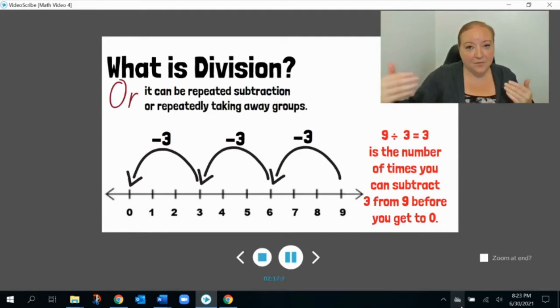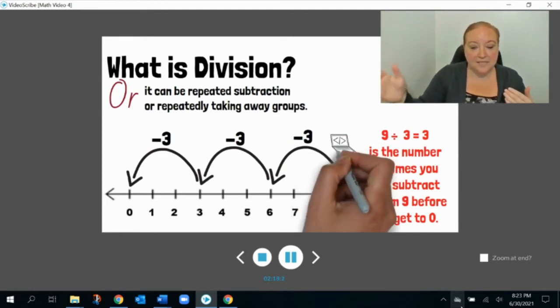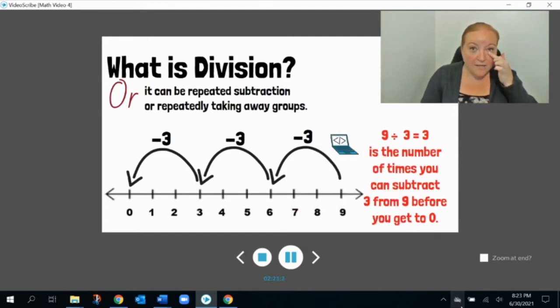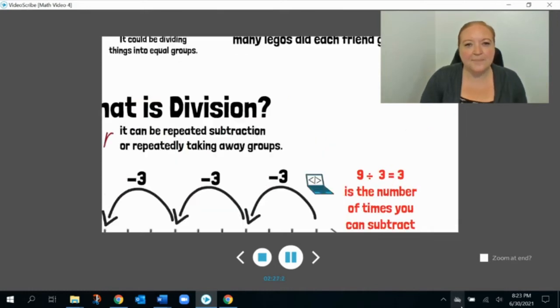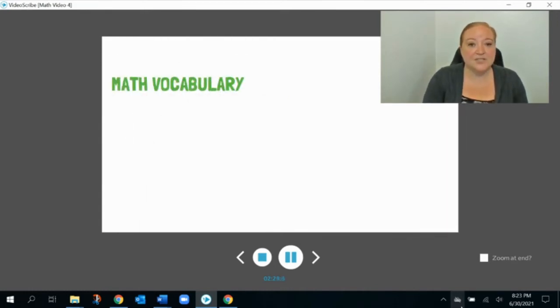So 9 divided by 3 is 3. So 3 is the number that you've been taking away. This would also be a good time to take a screenshot if you're still wondering, like, what is division, right? I thought this was a good place to start.